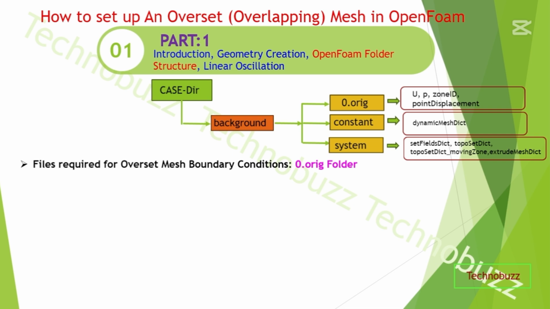Files required for overset mesh boundary conditions. Please note that in the video I referred the folder 0.orig as 0 folder, but basically it is 0.orig folder.